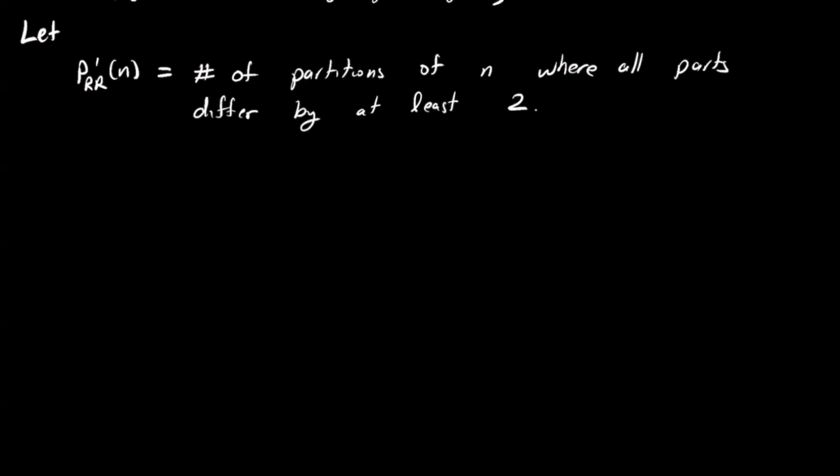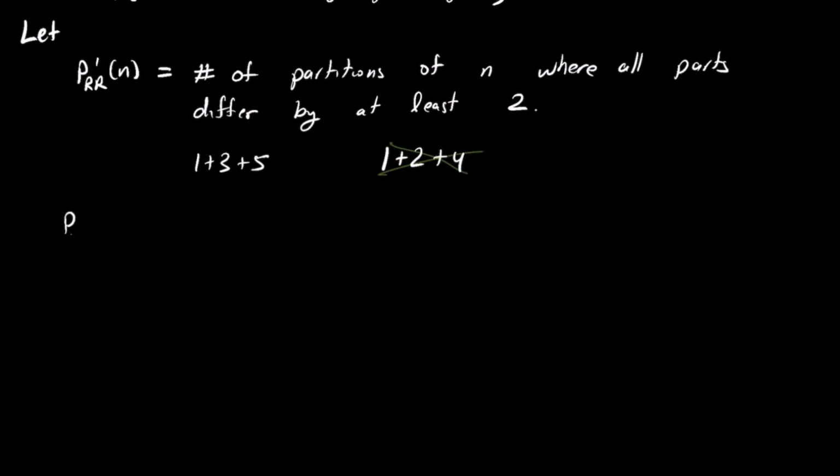So when I talk about these types of partitions, 1 plus 3 plus 5 is such a partition because 1 and 3 differ by 2, 3 and 5 differ by 2, 1 and 5 differ by more than 2. But a partition like 1 plus 2 plus 4 doesn't work because 1 and 2 don't differ by 2. So a partition of this form won't work.